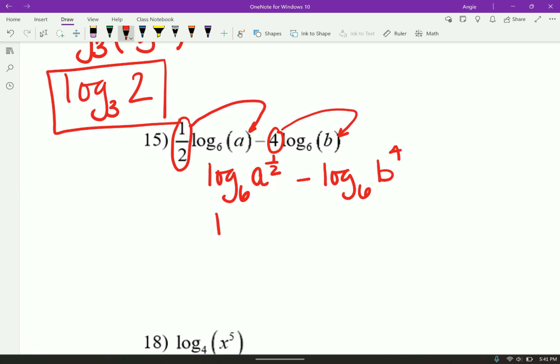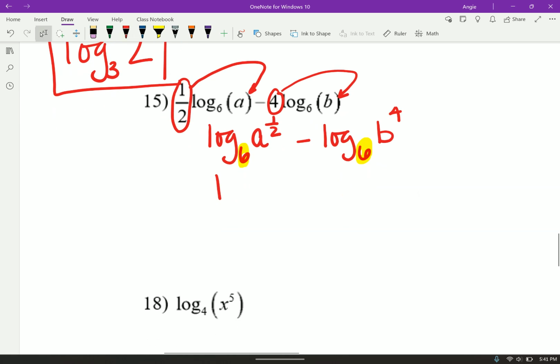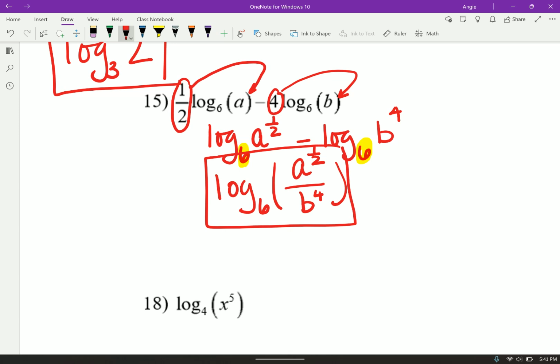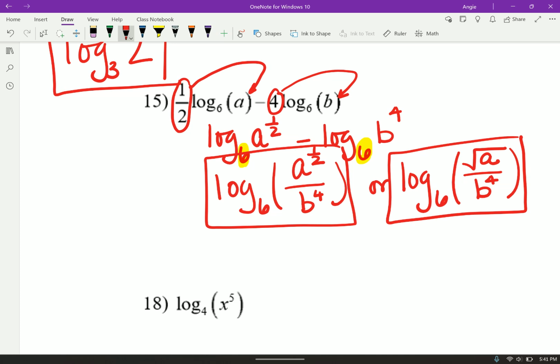So a subtraction, students, remember, we also have to check for the bases. They have to be the same. Subtraction, students, it becomes a division. So log base 6 of a to the half divided by b to the fourth. Now, it depends on how they want you to write an answer. Sometimes it doesn't want fractions, aka rational exponents. If that's the case, a half power, students, is the same as the square root of a. So we can write it as log base 6 of square root of a over b to the fourth. So write both of those options down.